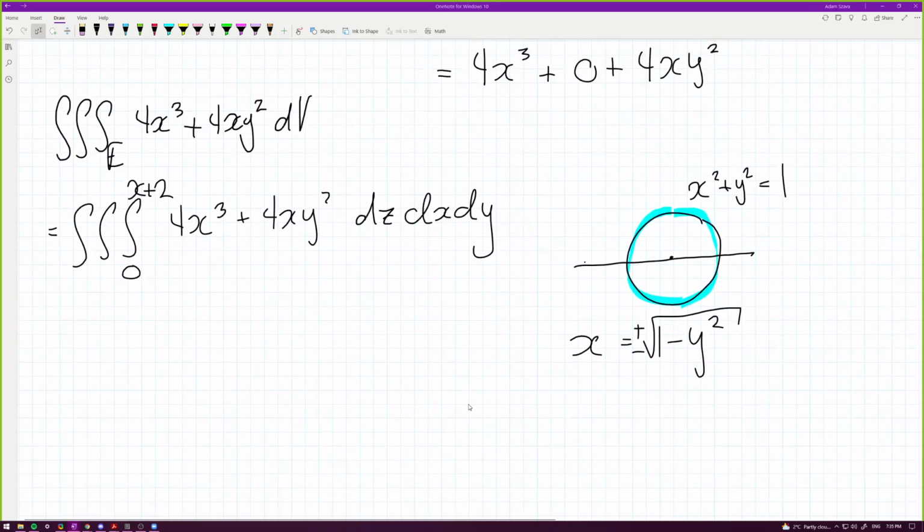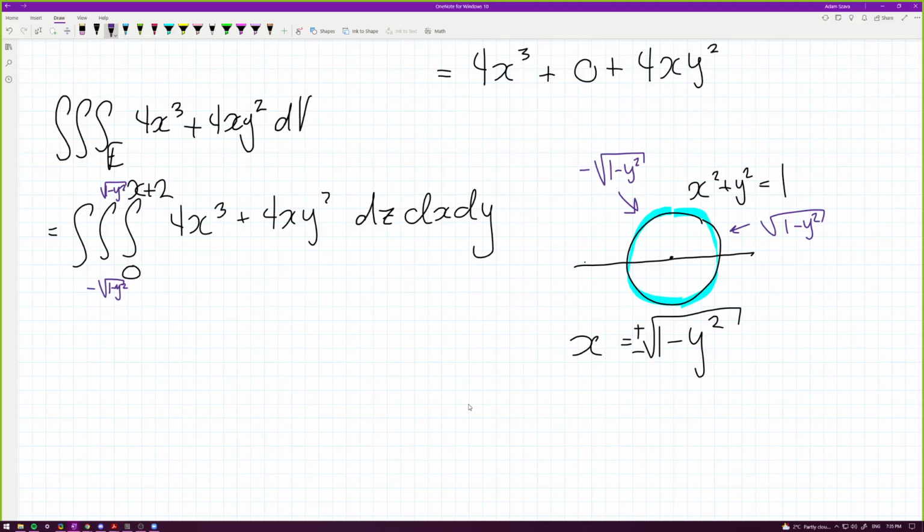So from here, there's our two bounds, right? The x bound is the lower one, so this right here is going to be your negative root 1 minus y squared, and that's going to be your root 1 minus y squared. And there's your two bounds on x. So x goes from negative root 1 minus y squared to root 1 minus y squared.